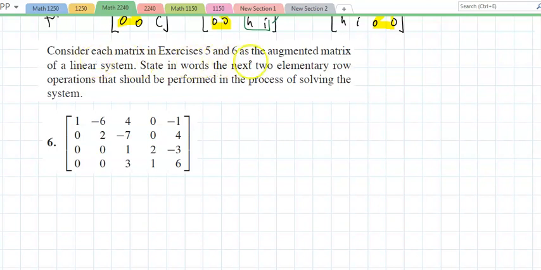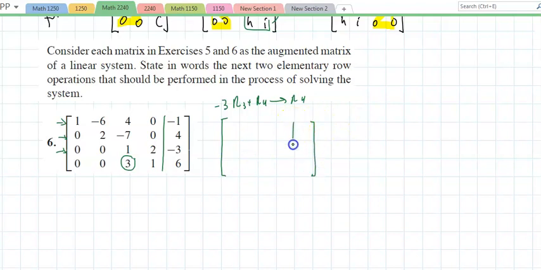So it says consider each problem 5 and 6 as an augmented matrix. Now I prefer to put the line, they don't. I'm going to add the line to it. State in words the next two elementary row operations that should be performed in the process of solving the system. To solve the system, I need to make that a 0. And to do that, I would take -3 times row 1; this is row 1, this is row 2, this is row 3. Add it to row 4, put the result in row 4. So that's how you're going to show me your work. The chances of making a mistake are high. So to ensure that I see what you're doing, you should really write those out, and that's not by choice.